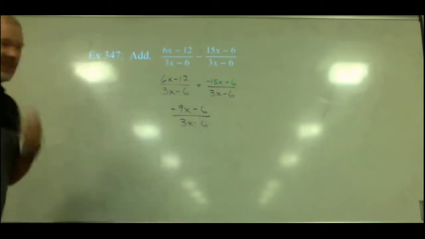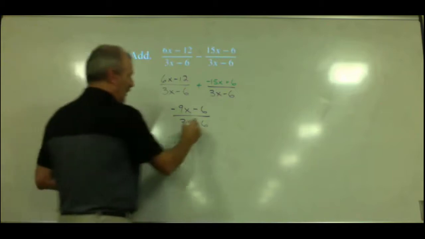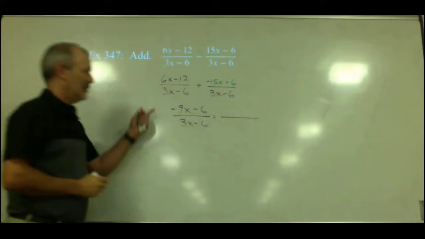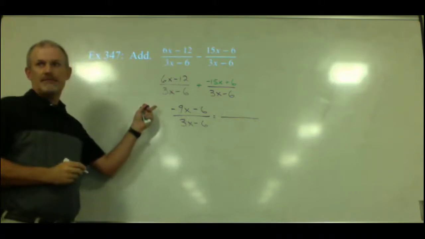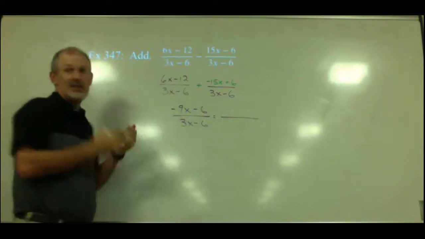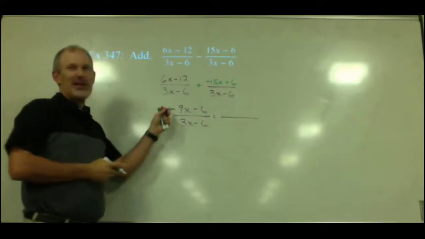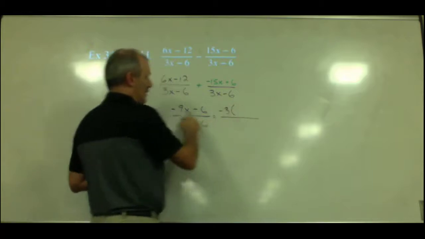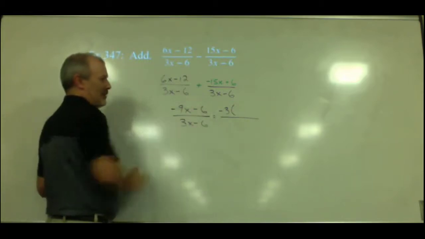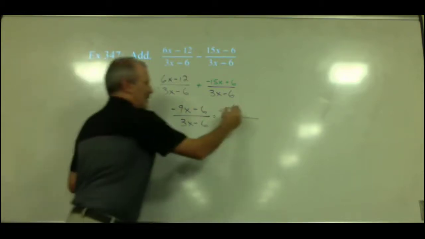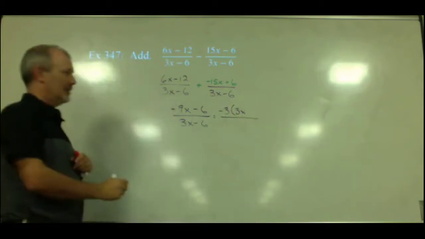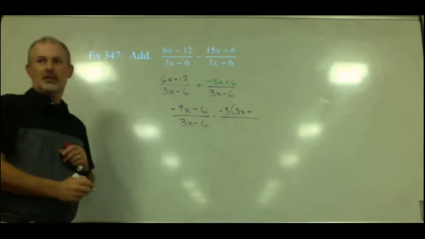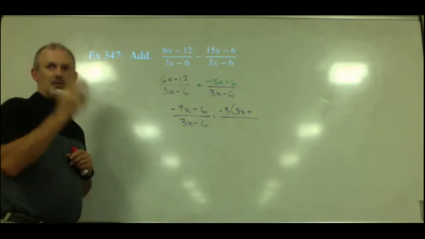All right, now again, they gave us something that we can reduce. So what can we factor in the numerator? A 3. And actually, we would probably factor a negative 3. So factor a negative 3, and what's going to be left inside the parentheses? 3x plus 2, right?